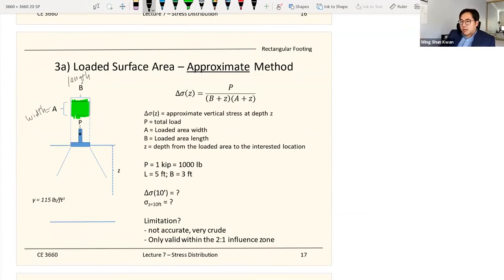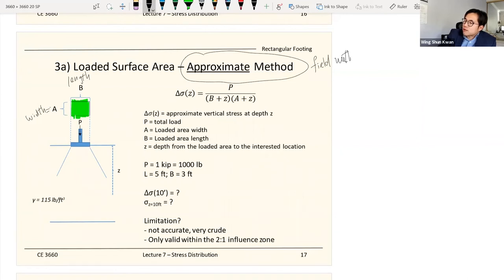Which means the more variables, the more complicated solutions we will get. So moving on, this can be very complicated by the end of this lecture. But we start from the most simple calculation first, and we talk about an approximate method. I would say this is kind of a field method.